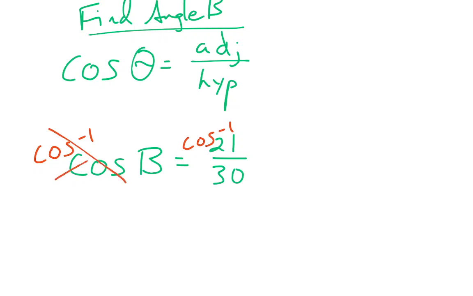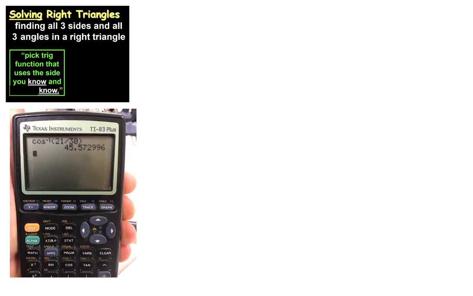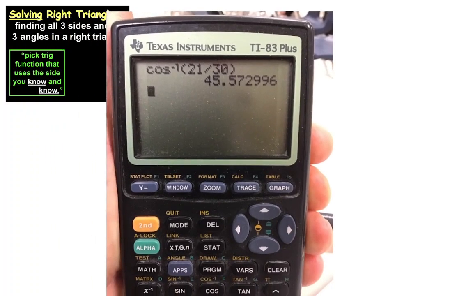And that does cancel with my cosine, leaving us with just angle B, but also leaving us with something we have to figure out on our calculator. Now again, this is called the inverse cosine. And on your calculator, there's an inverse button. It would be, for most of you, a shift or second, and then you can hit your cosine button. Again, if you look down here, you're going to tap second, and then your cosine, and you'll do the inverse cosine of 21 over 30.